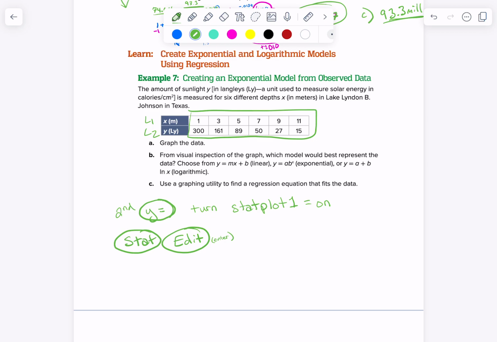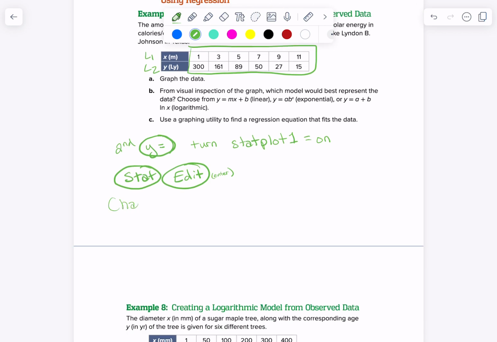Did you guys graph them yet, or do you have them in there? L1, L2, you're putting those in your list? Got it? We're going to graph that. If you hit graph, it might show something funky weird, because we need to change the window. Let's put it to like 5 by 3.